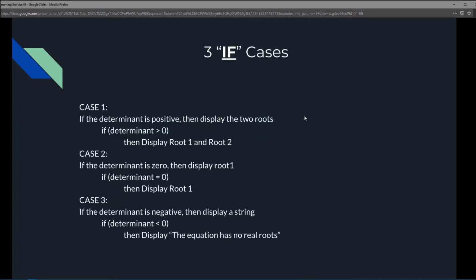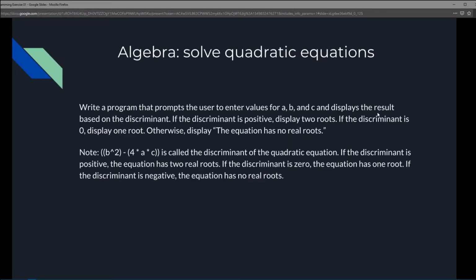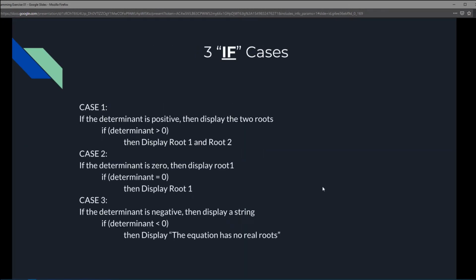And here comes the most important part of the exercise. We have to solve for if, right? Let's go all the way back. If the discriminant is positive, display 2 roots. If the discriminant is 0, display 1 root. If the discriminant is neither positive or 0, meaning negative, then display the equation has no real roots. So that leads us to 3 possible if cases that could happen.